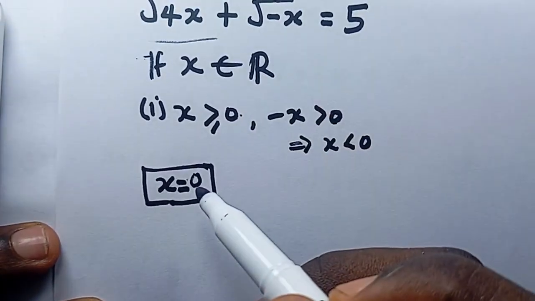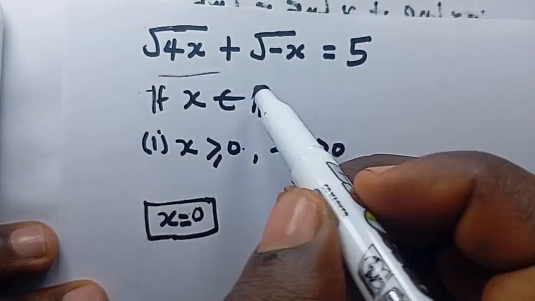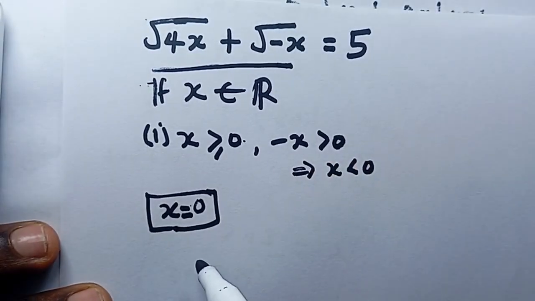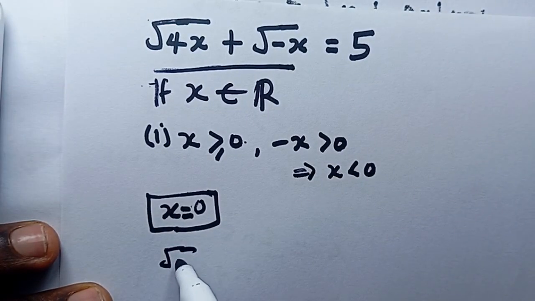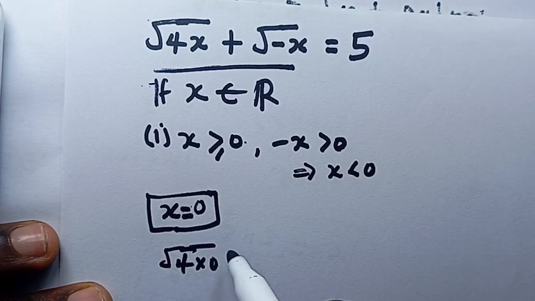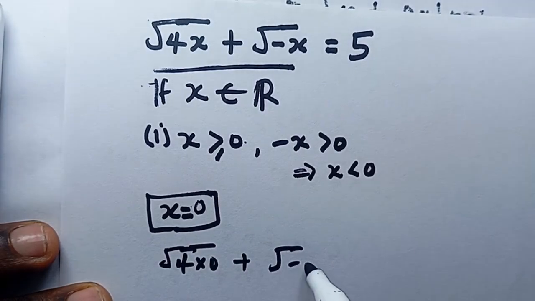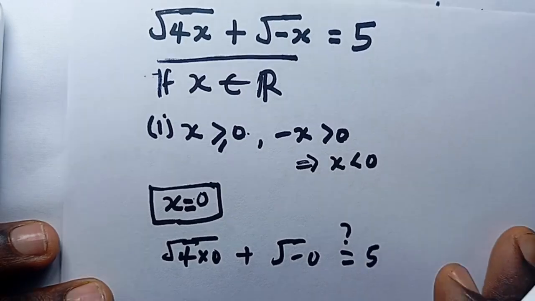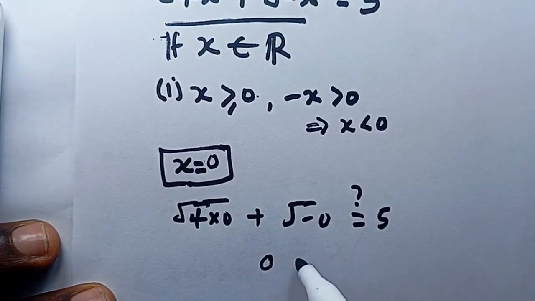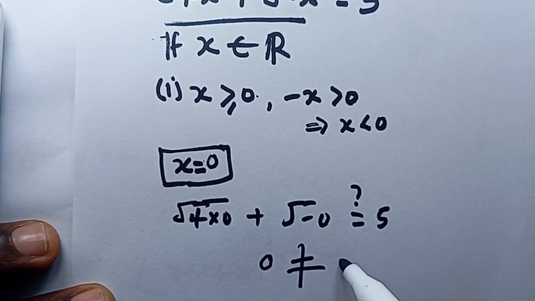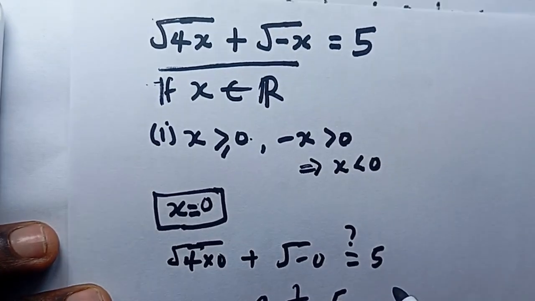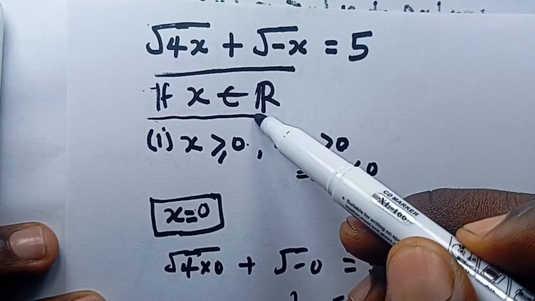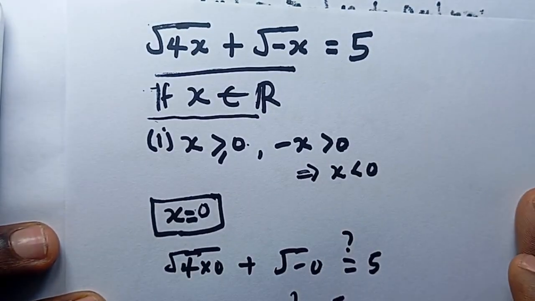And of course, if x is equal to 0, we can just go ahead to check whether this is actually going to be equal to 5. So if we see root 4 times 0 and then plus root negative 0, will all of these give you equal to 5? And of course you see that this is not going to be equal to 5. So obviously we cannot get a real value of x that will satisfy this problem we have over here.